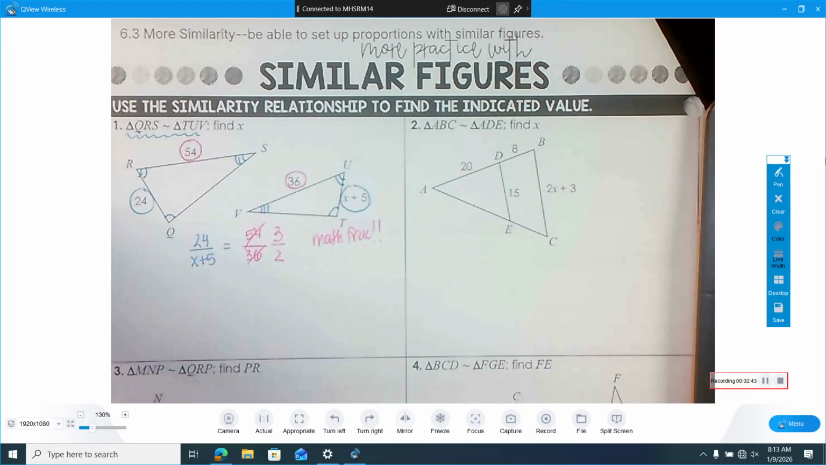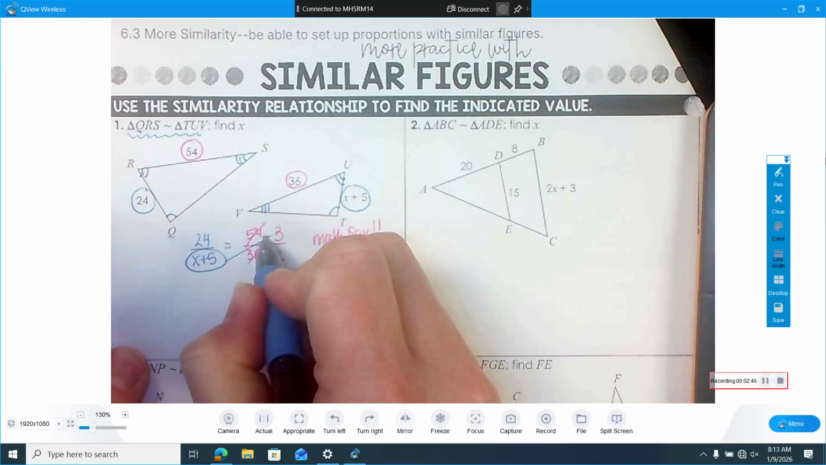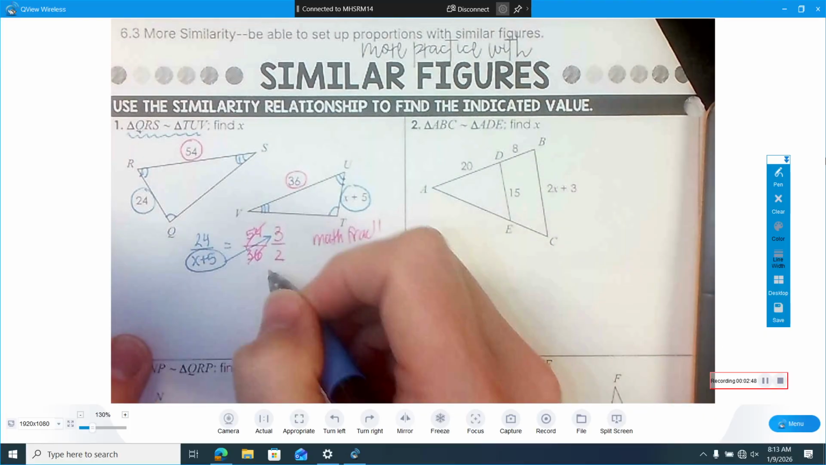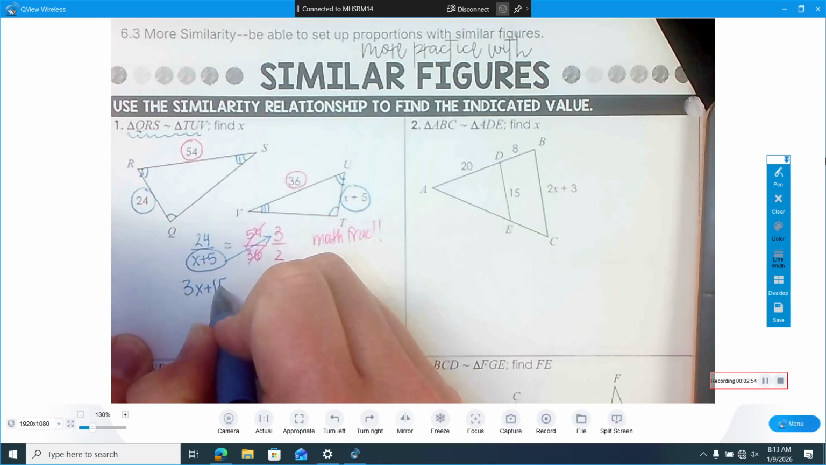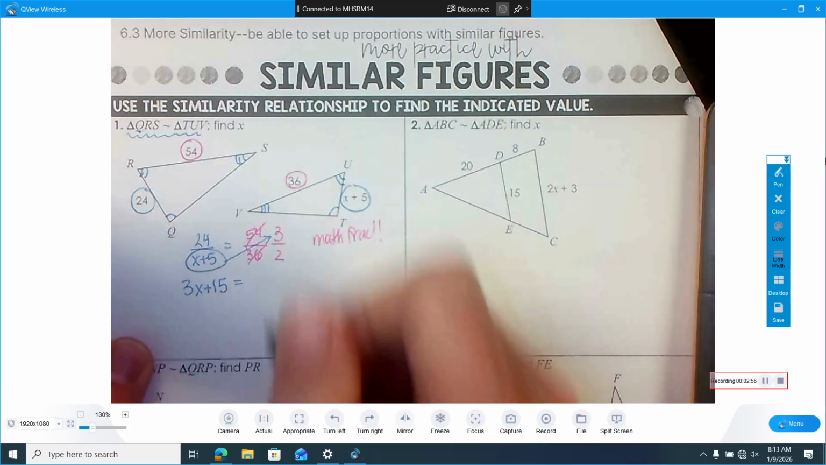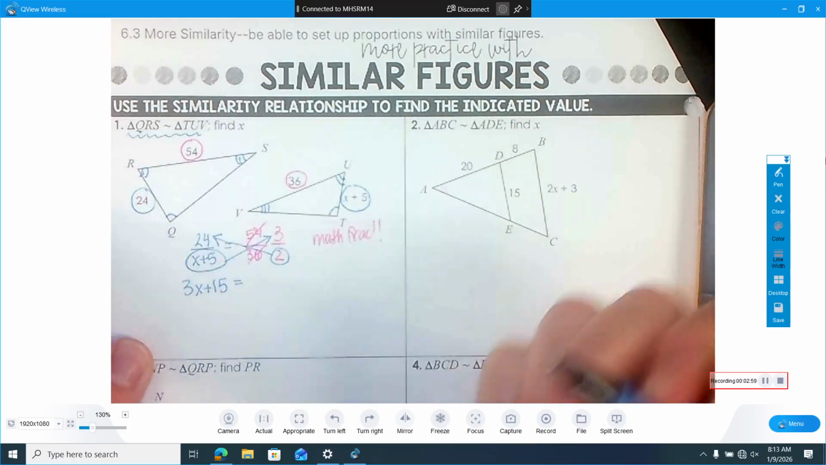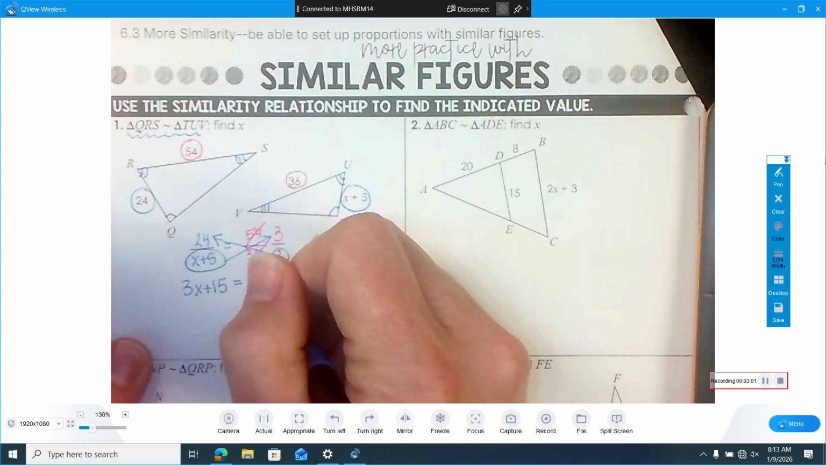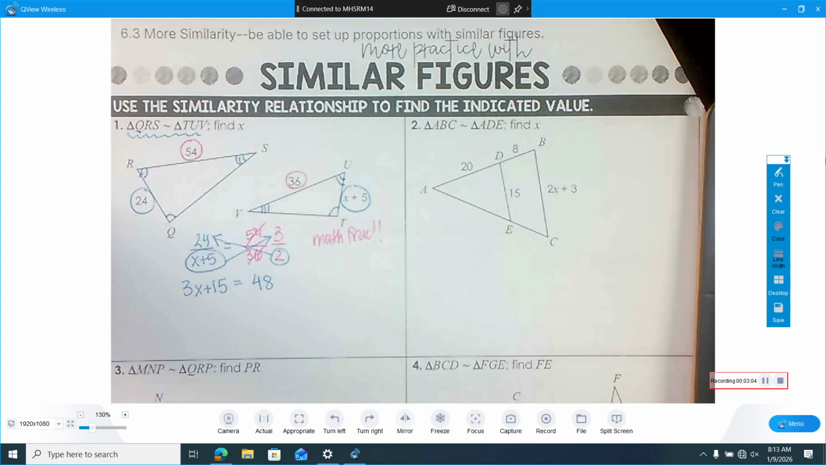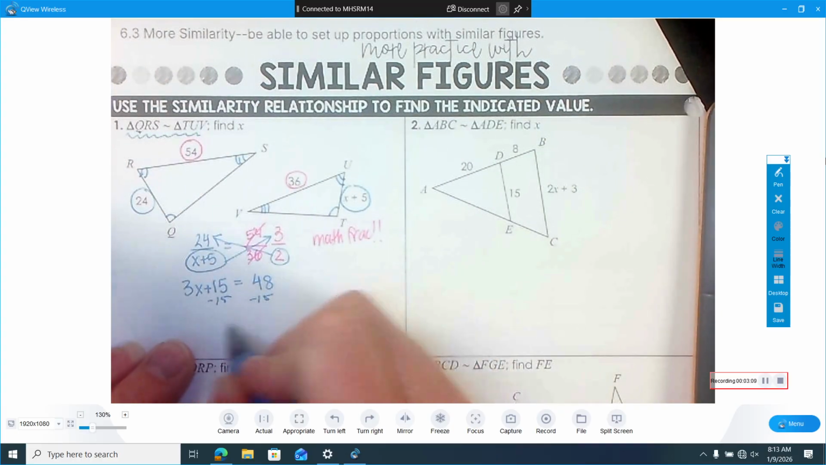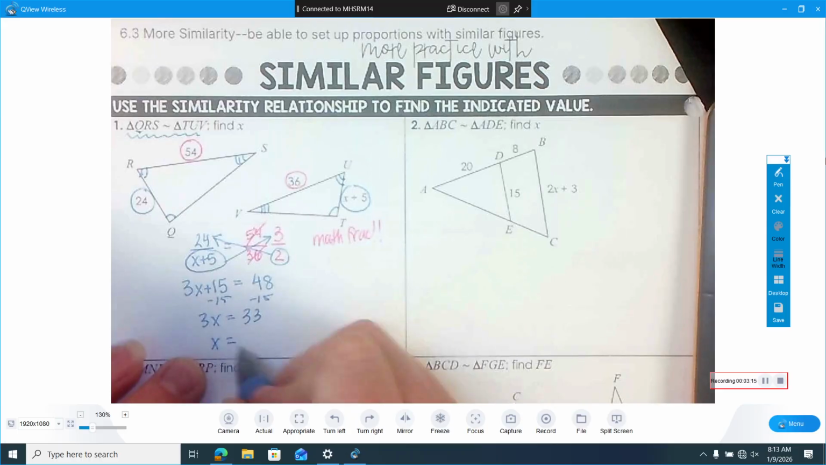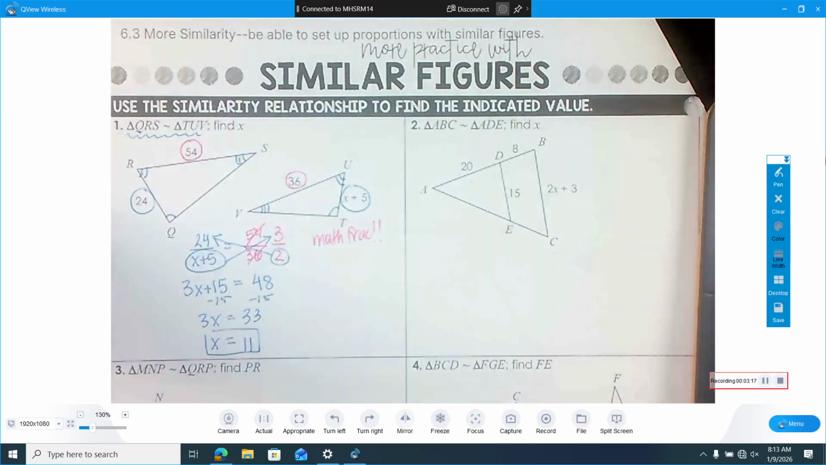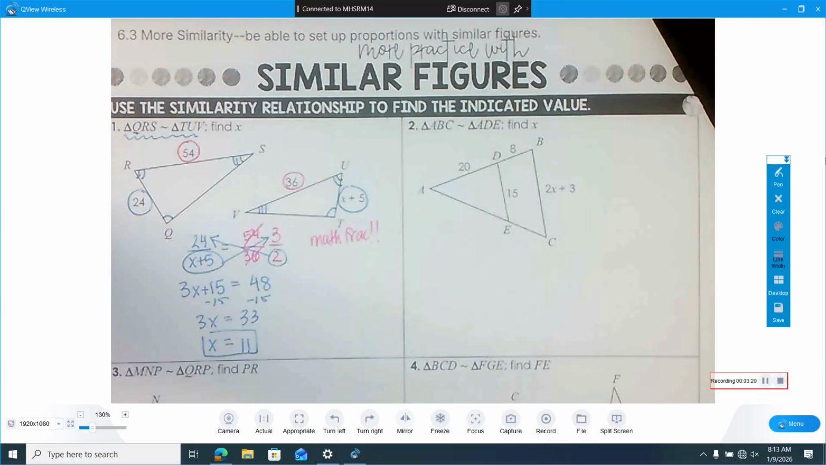Now we can cross multiply. So I'm going to cross multiply x plus 5 times 3. What is x plus 5 times 3? 3x plus 15. And then I'm going to multiply 2 times 24. 2 times 24 is 48. Very good. And then what should we do next? Minus the 15 from both sides. Good. Minus 15. So I get 3x equals 33, and that means x is 11. Beautiful. Super. Okay.